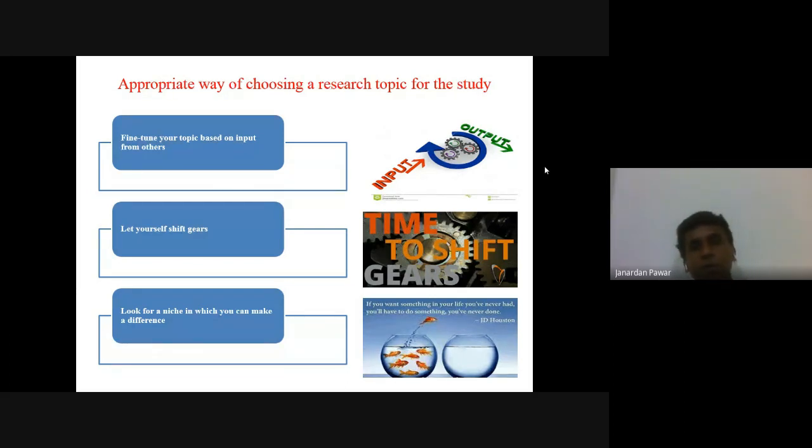So this is for the tips. These are the tips for selecting an appropriate research topic for the study. No doubt, still there are a number of questions in the mind of you guys.